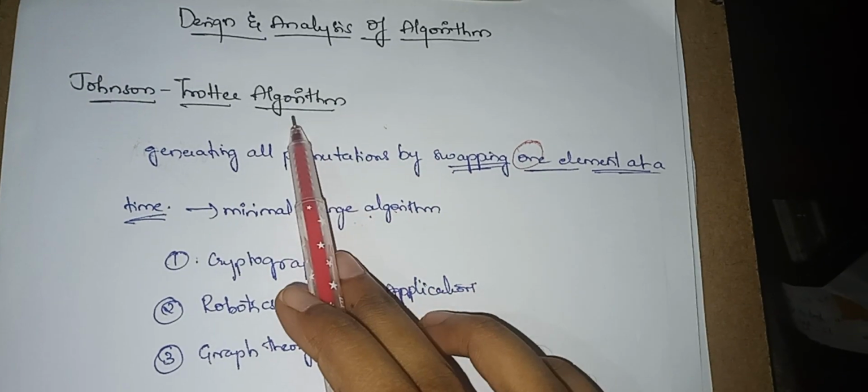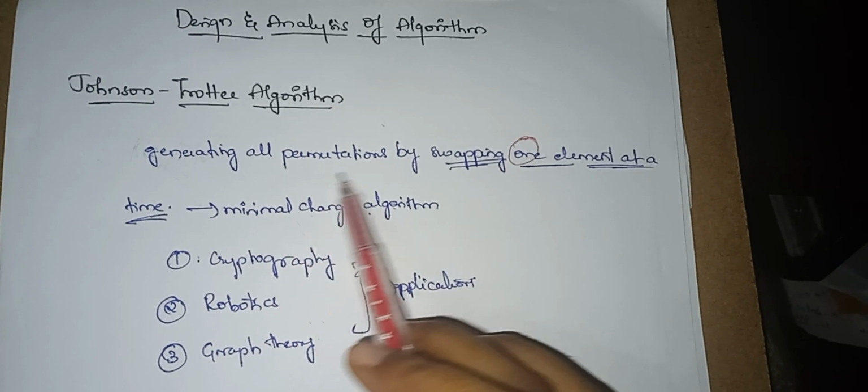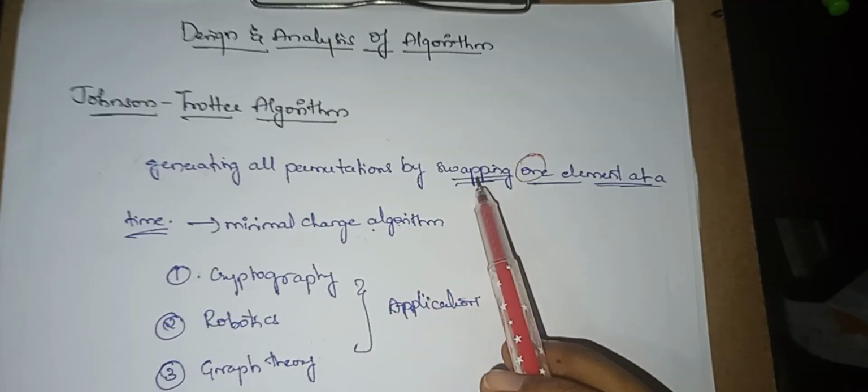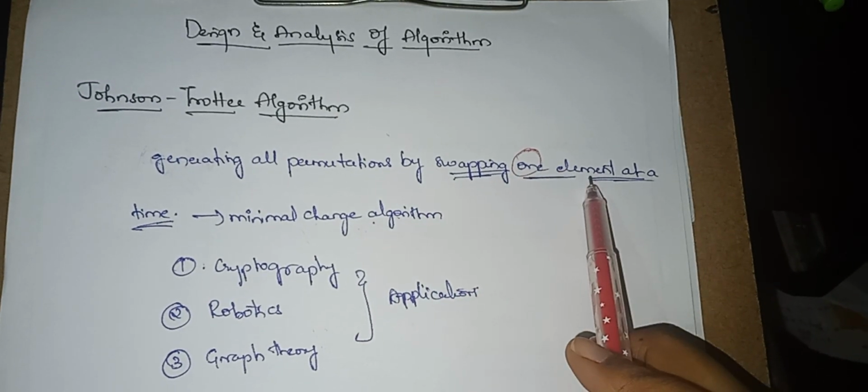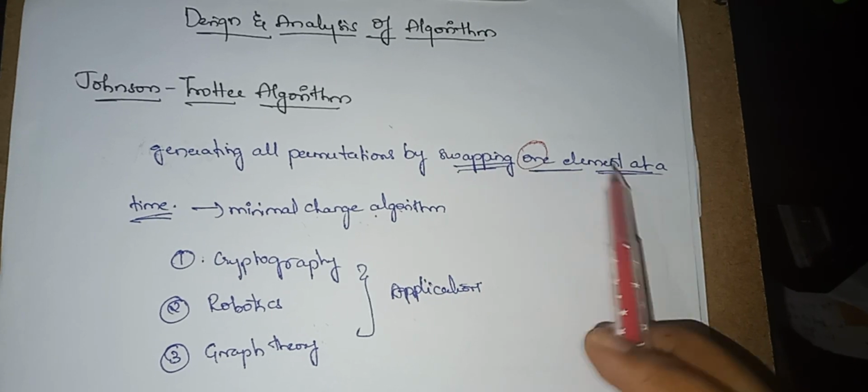So the main concept behind this algorithm is that you have to generate permutations in such a way that you have to swap one element at a time. Remember that you have to swap one element at a time.